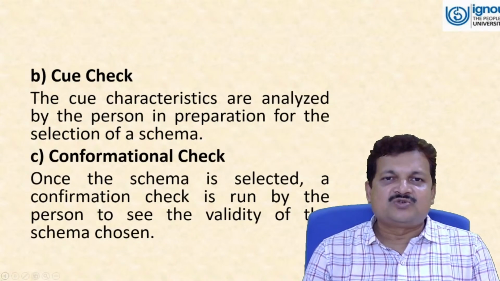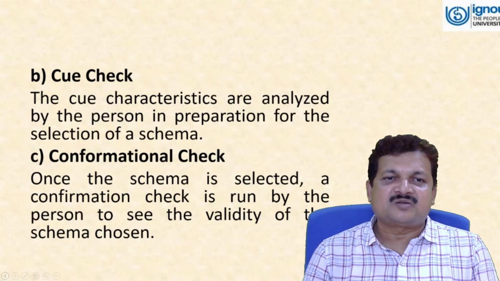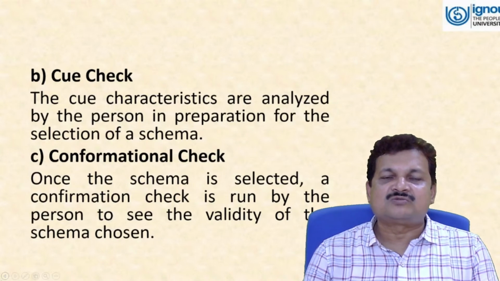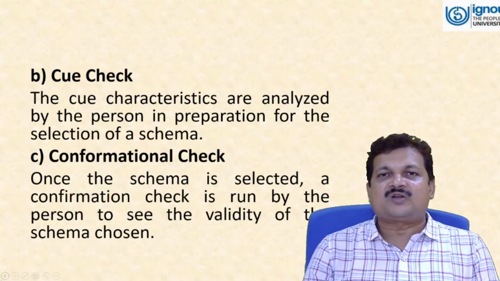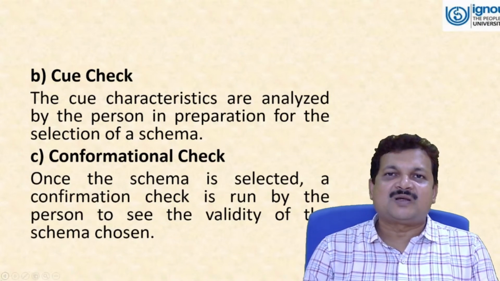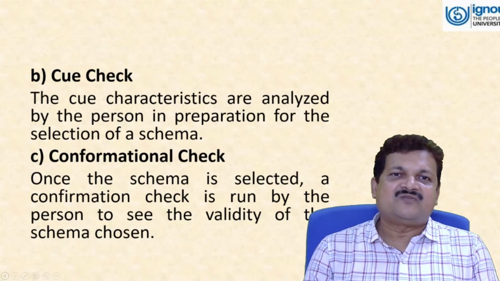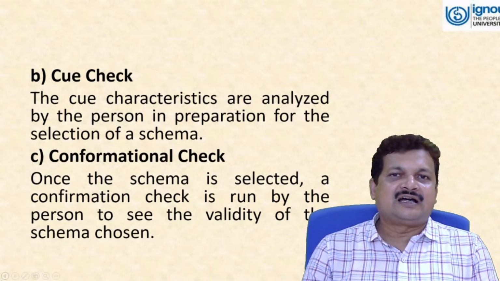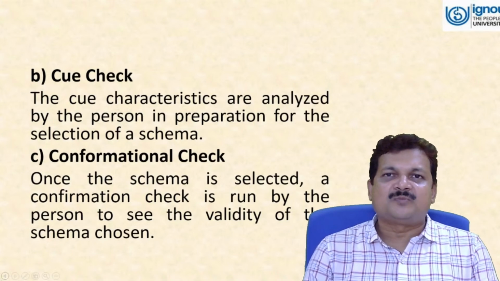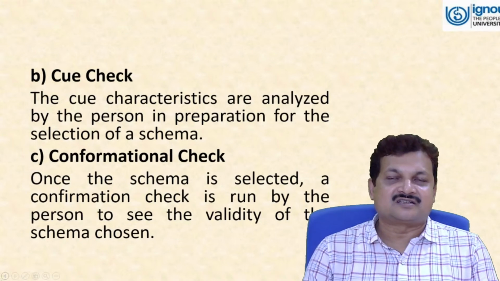Next is cue check. In cue check, characteristics are analyzed by the person in preparation for the selection of the schema. Sometimes you are interested in a particular product because of certain things that are not so important, but have importance for certain people. For example, in a car the position of the mirror may not be vital, but some people may like it.